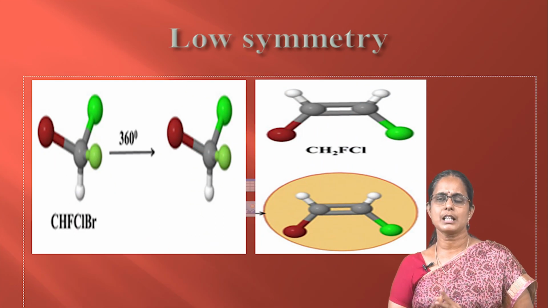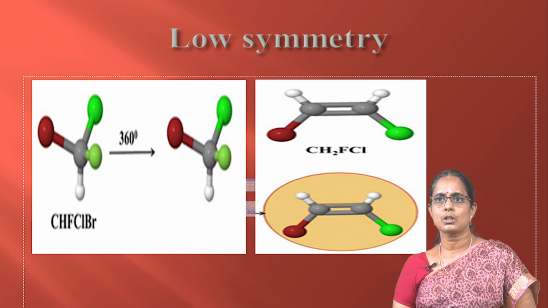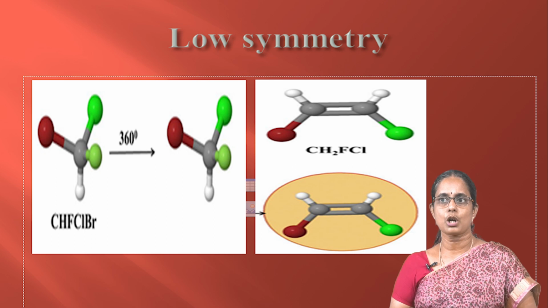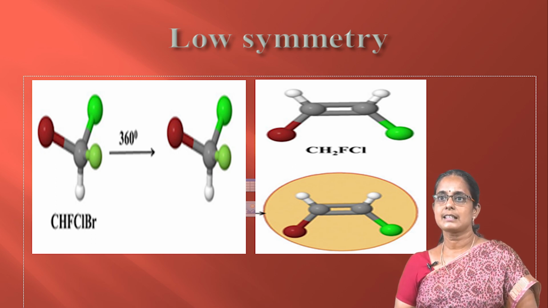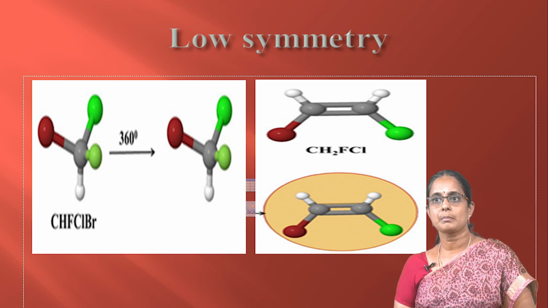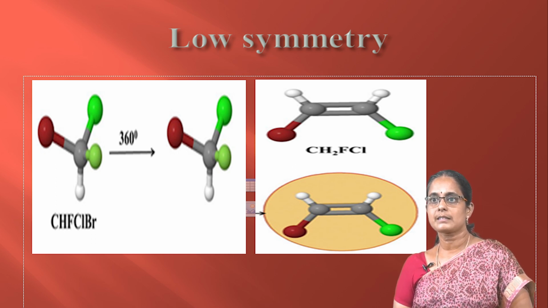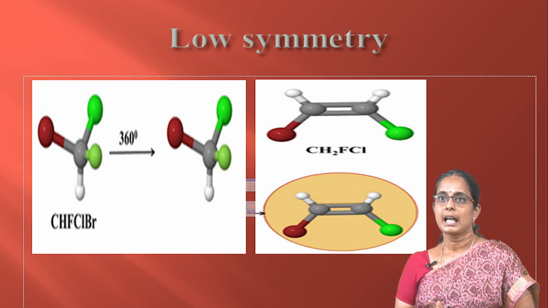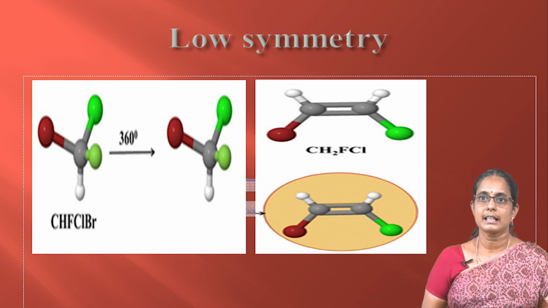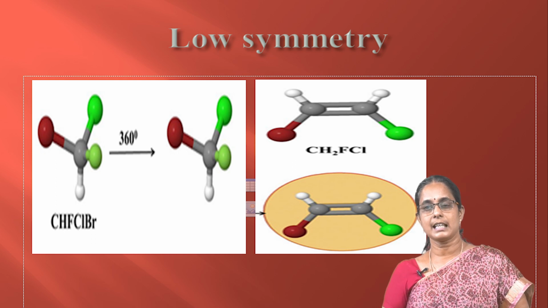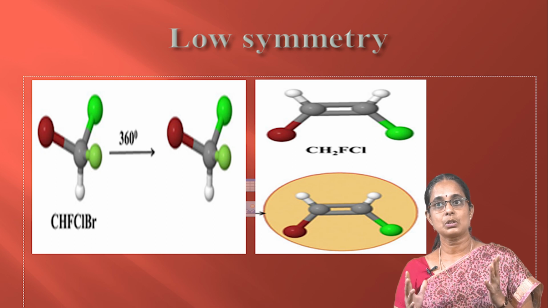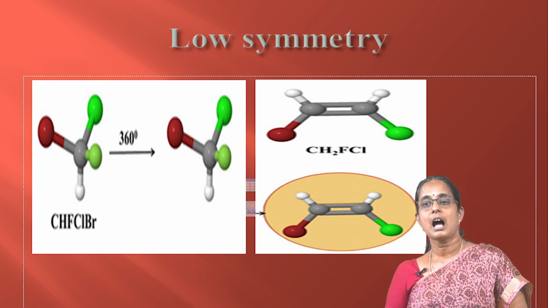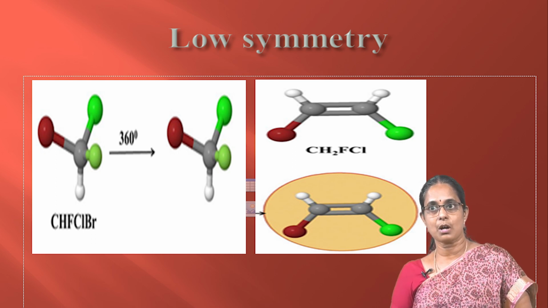In the low symmetry groups, there is no symmetry operation for this molecule, that is CH2FCl, that is the identity and also a mirror plane, and the point group is Cs. The point group for CHFClBr, that is a 360-degree rotation. There is no symmetry identified and only identity is found.